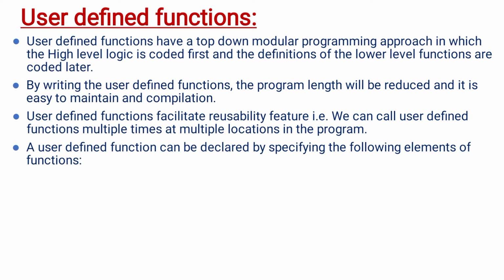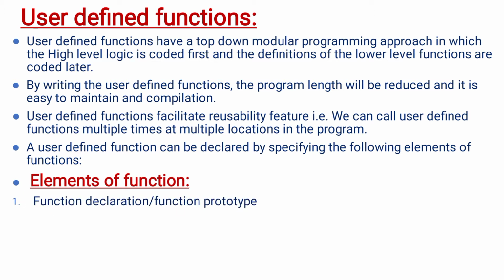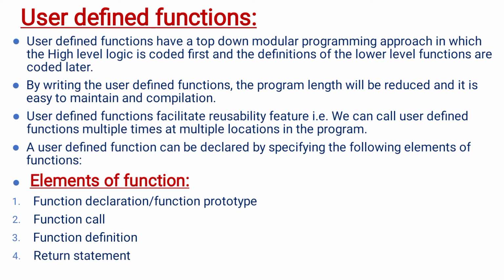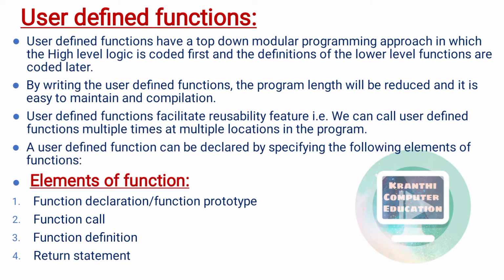A user-defined function can be declared by specifying the following elements of a function. Each and every user-defined function has four elements. Now we are going to see the elements of a function. The elements of a function are: number 1, function declaration or function prototype. Number 2, function call. Number 3, function definition. Number 4, return statement. We will see all these elements of a function individually and in detail.